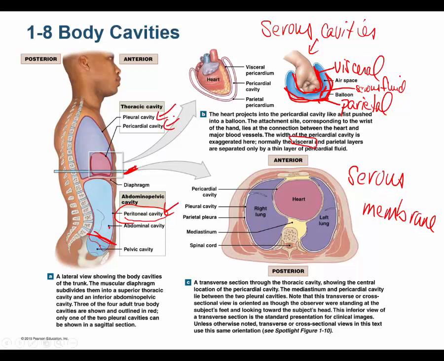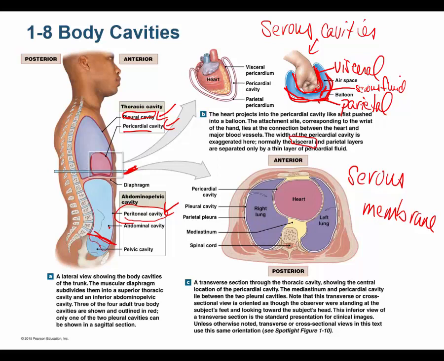Now, because I have those three serous cavities, I can say I have a visceral pleura and a parietal pleura. See, I have a visceral pleura and a parietal pleura because I have a pleural cavity. I must have a visceral membrane touching the lung and a parietal membrane not touching the lung that lines the inside of my rib cage. I must have a visceral pleura and a parietal pleura. I also, with the pericardial cavity, must have a visceral pericardium and a parietal pericardium.